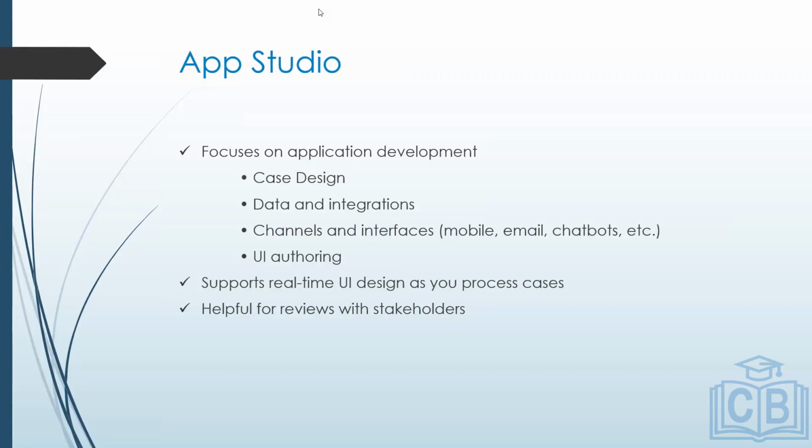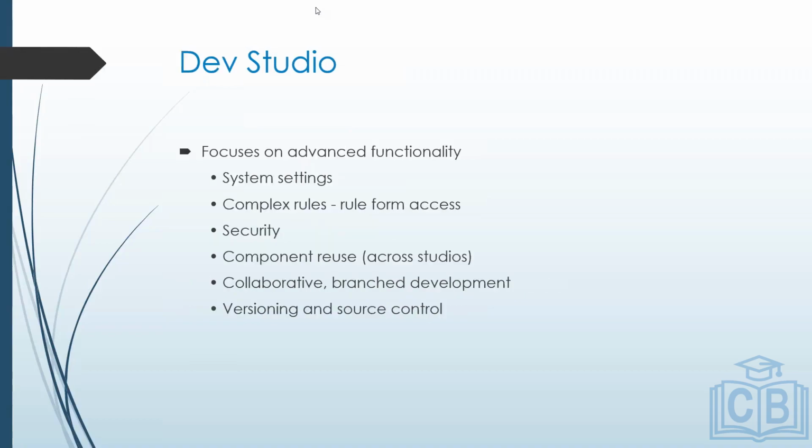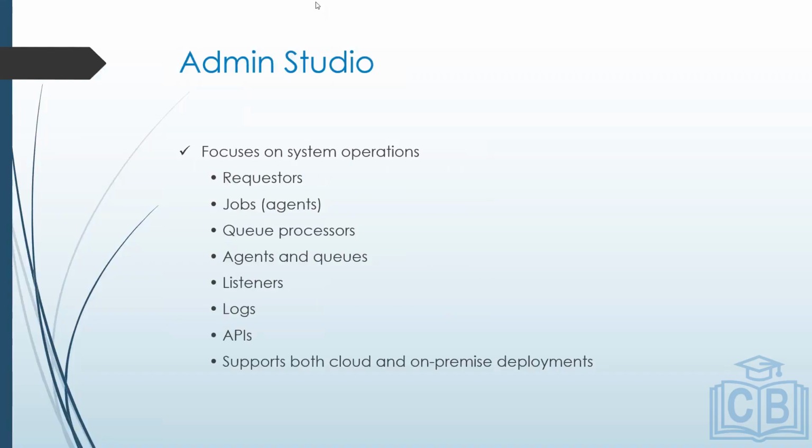Then Dev Studio for all the complex requirements. This is where the analysts work, isn't it? The system architects, your CSA, CSS, LSA, they will be focusing on the Dev Studio for versioning, security aspects and all. And then your Admin Studio for all the background processing, the batch jobs that run in the back end. Then your APIs and deployments, all of that is part of the Admin Studio.